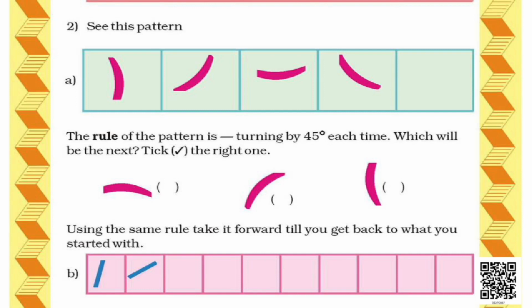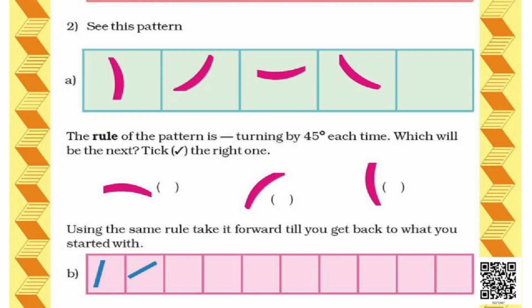See this pattern. As you can see in your book, there are some pictures over there, 4 of them. And what rule does this pattern follow? It is following the rule of turning by 45 degree each time. So the question says, which is the next position of that particular picture. It has given 4 pictures for you and 3 options from which you have to select the next position of the picture. Let us do it.